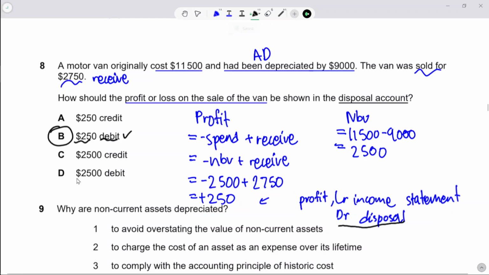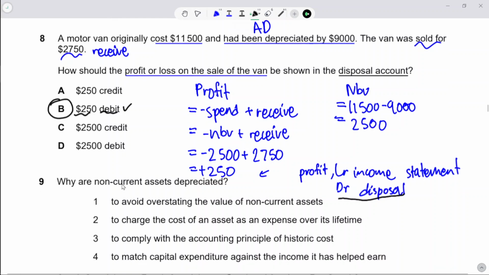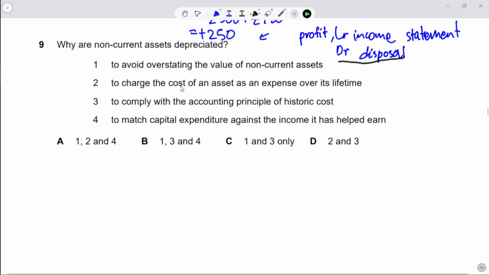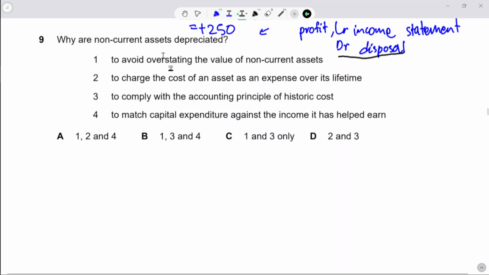Yeah, so let's continue. Why depreciation? Why?